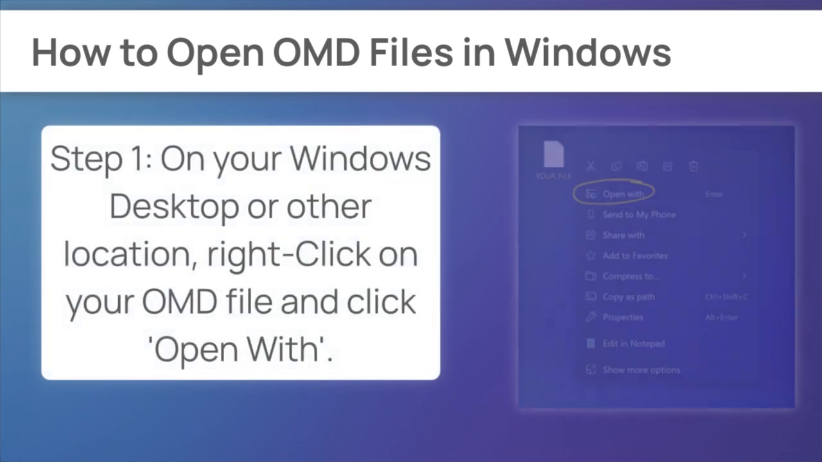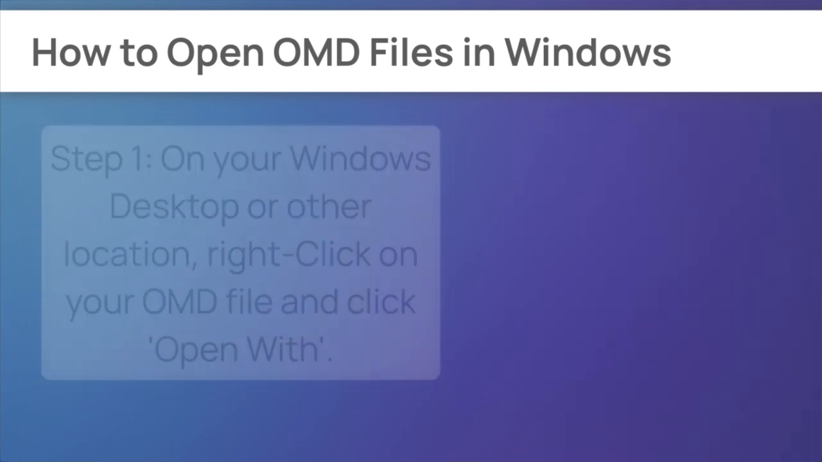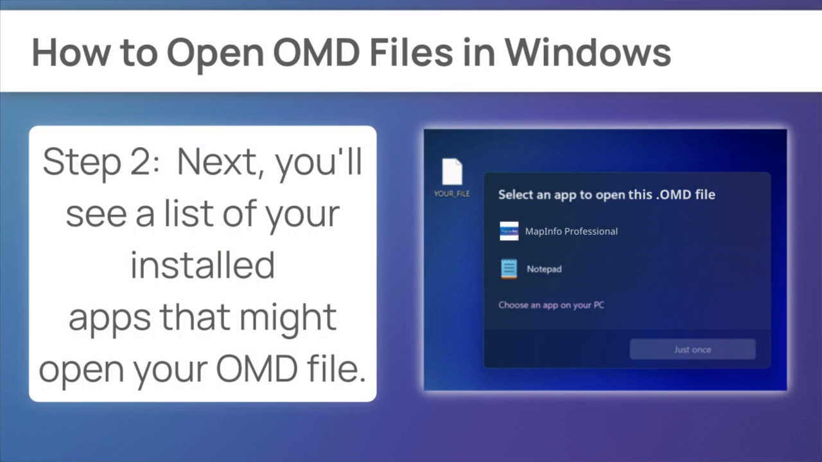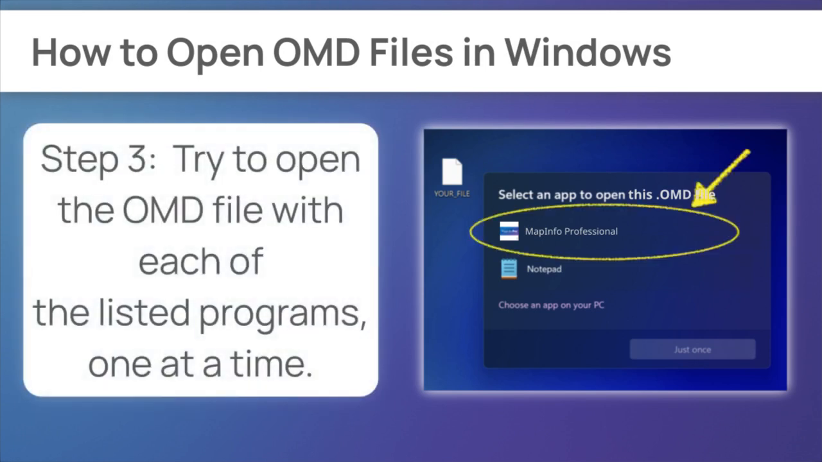To force access, right-click your OMD file and select Open With. If MapInfo Professional is an option, test it. If it's not available, choose another program. We are trying to find the specific compatibility bridge.